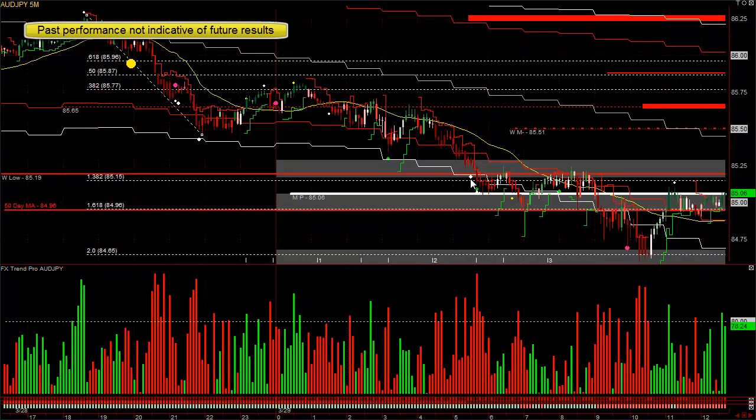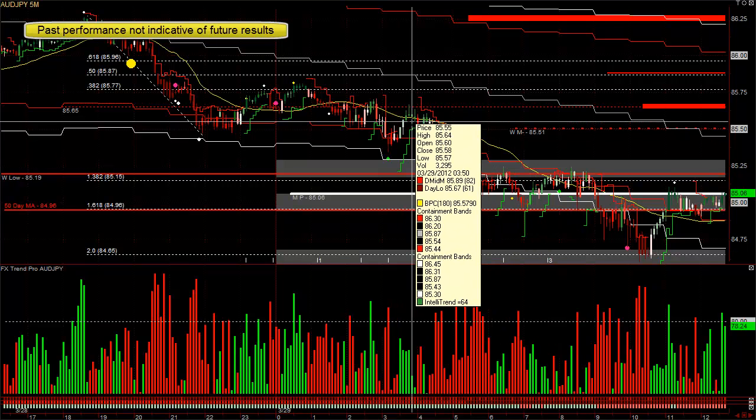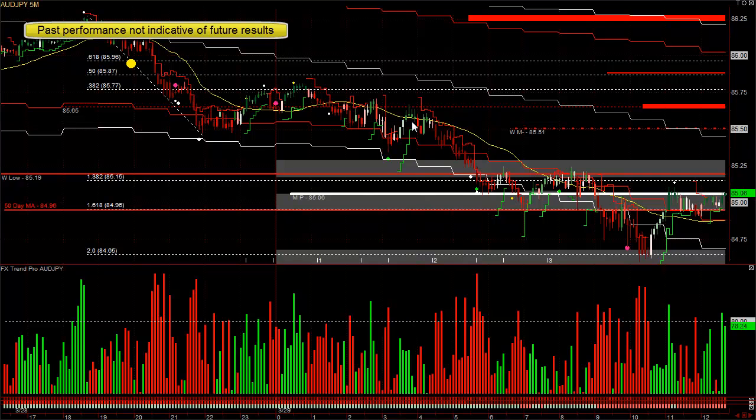So when it came down to the 1.382, the previous week's low, and kind of failed to really sell off under there, I would have probably exited here at 18, short at 55. So that's over a 30 pip win.